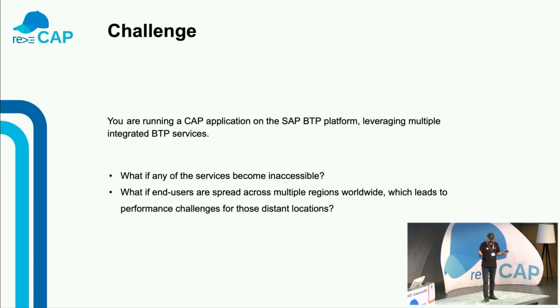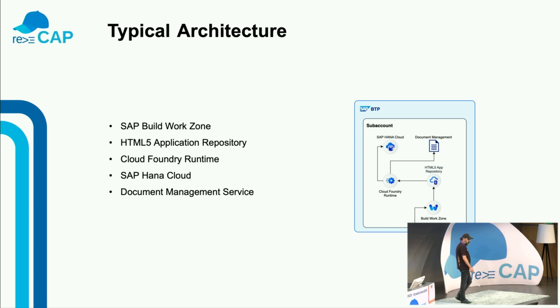Let's say we have a CAP application. We are all developing CAP applications. We are here for that purpose. And let's think about what if one of the services that we are using in BTP connected with our CAP application becomes unavailable? Or what if we have end users spread around different regions and they have some performance issues, and even if your CAP application runs fine, you will have lots of issues with the end users to run this application successfully. So I will start with explaining the typical architecture.